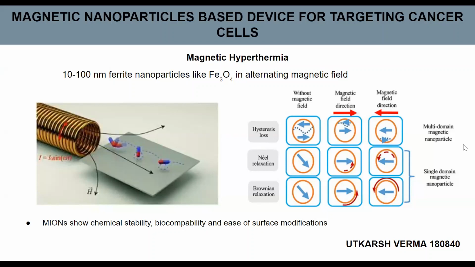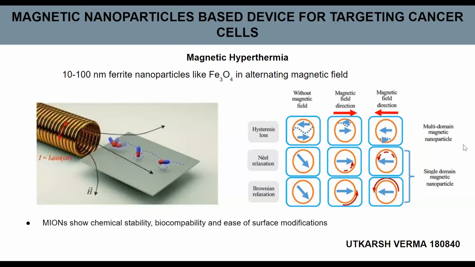The biomedical setup that I am going to talk about is titled Magnetic Nanoparticles Based Device for Targeting Cancer Cells. This device would work on the principle of magnetic hyperthermia. Hyperthermia is mild elevation of temperature which can induce cancer cell death. Hyperthermia treatment is heavily influenced by both temperature and duration of the treatment. It also enhances immune response via several mechanisms.